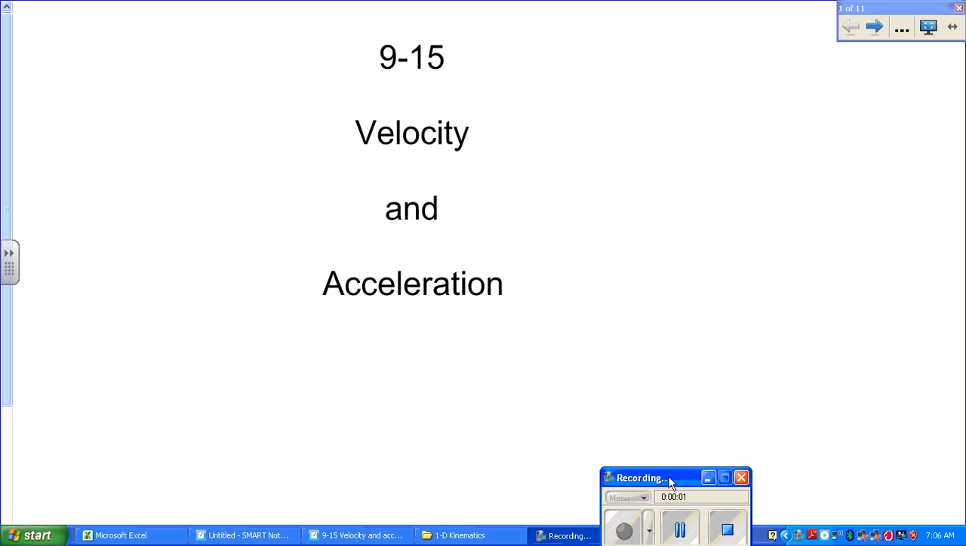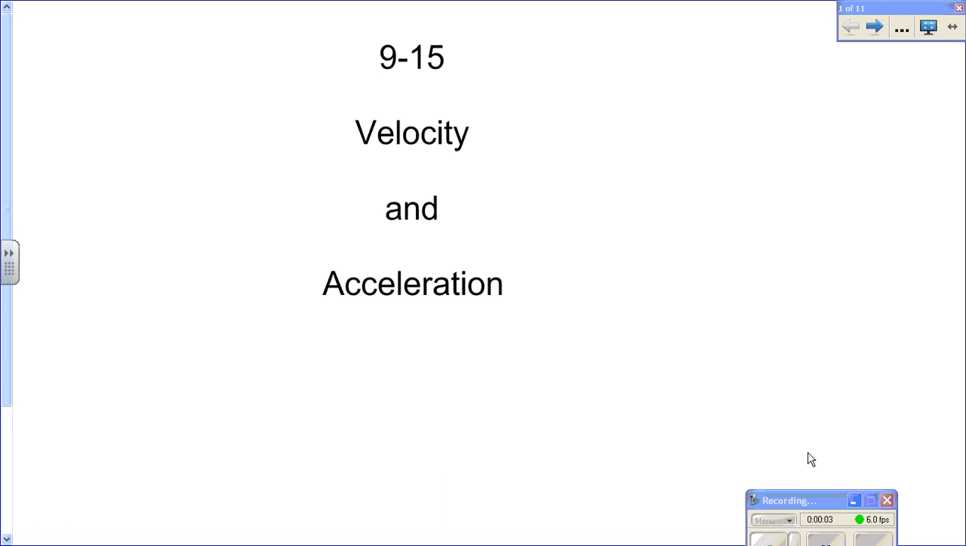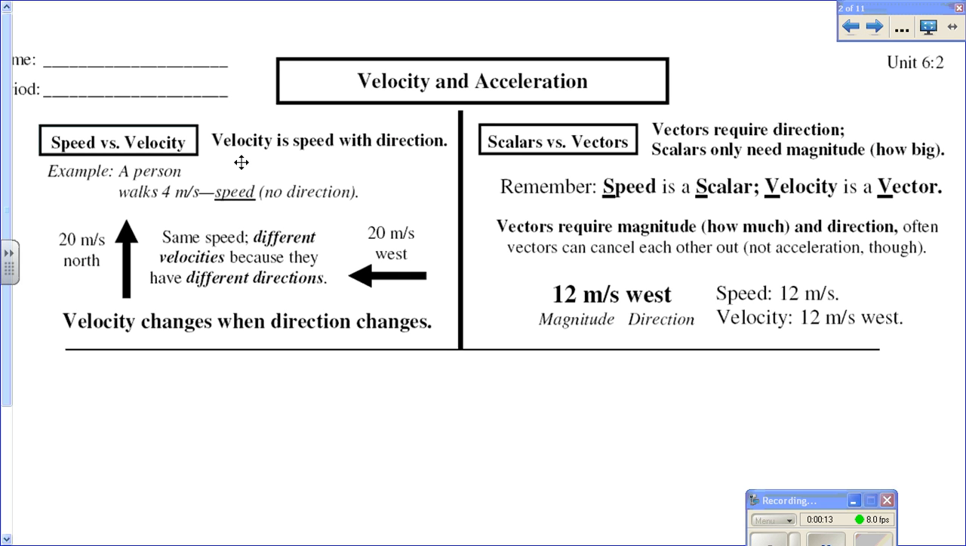Welcome to today's video. This is going to be over how to solve for acceleration. So first we'll look at the front of the worksheet that you got in class, where it talks about the differences between speed and velocity. Speed is just distance divided by time, but velocity is speed with the direction. Okay, so put a big star by this statement right here.